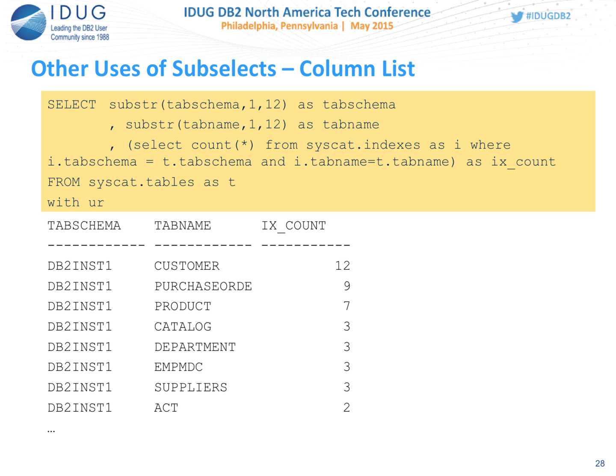So I get the table schema and the table name. You can see that comes from syscat.tables. But then in this case, to get the index count, I'm selecting the count from syscat.indexes, and this is a correlated subquery because I'm referring to the outer table within the inner table.